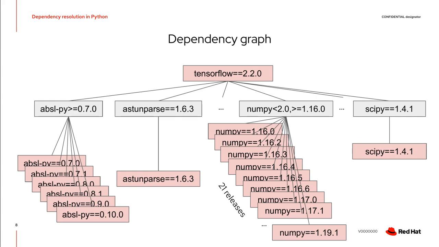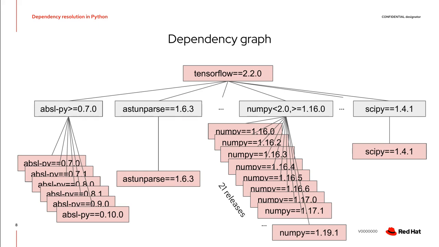Again, it's the one that is installed from pypi.org. And it has some direct dependencies stated as versions with version range specifications, and these need to be resolved. So for example, ABSLPy needs to be in a version that is above or equal to 0.7.0. And this needs to be resolved, so the resolver needs to find what versions satisfy this version range specification.